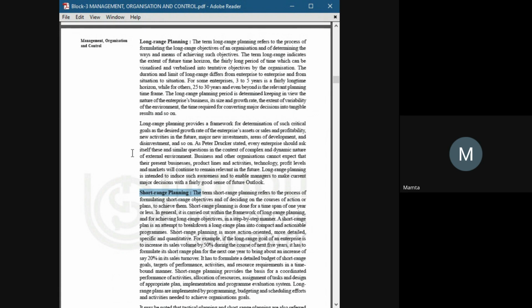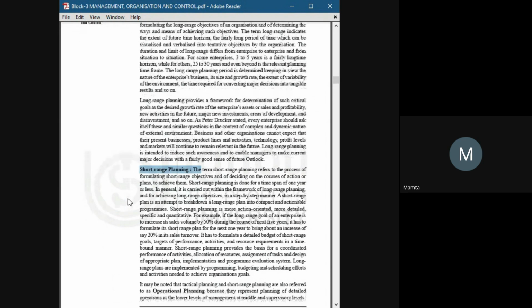And short range is for 1 year or less than 1 year.